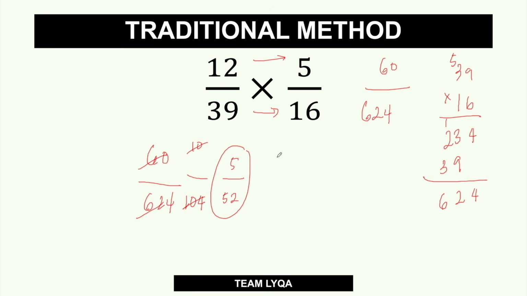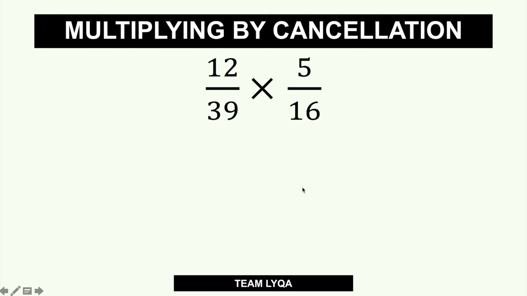Now, again, you can use this method. No problem. You'll get 5 over 52. Kaya lang yung tuturo ko sa inyo ngayon, which is yung cancellation, can help you para hindi na 624 yung denominator mo at hindi ka na kailangan mag-multiple na smallest terms. Let me show you, okay? Same problem, we're going to use multiplying by cancellation. Okay? Let me show you. Ito pa rin yun. Wala namang nagbago.